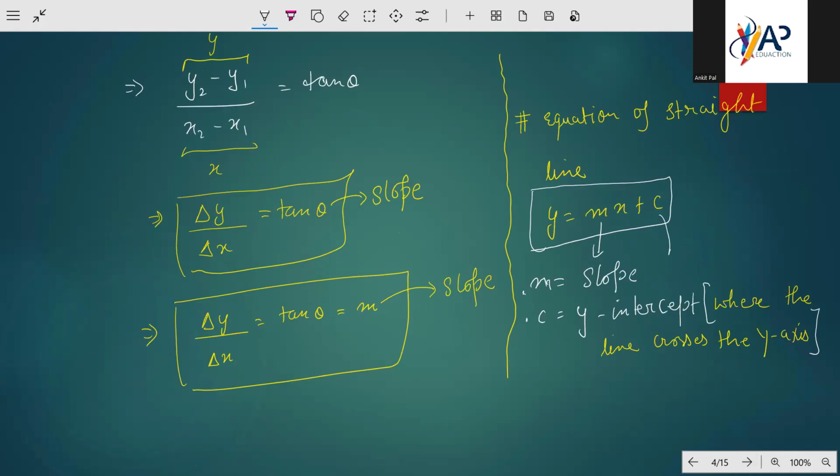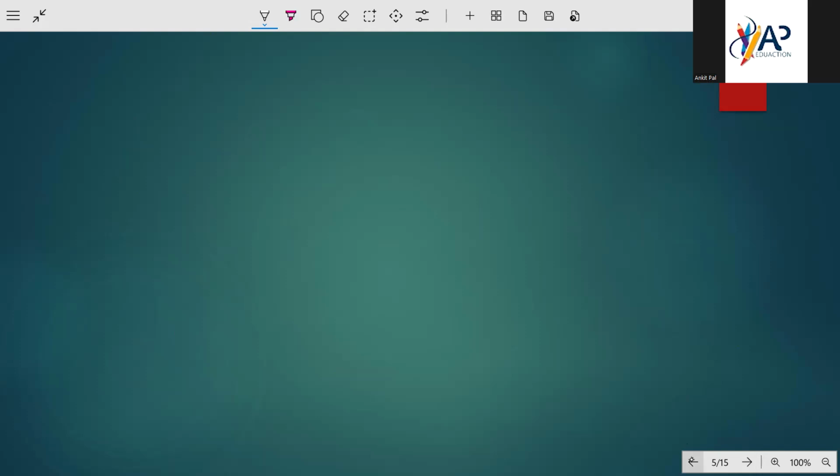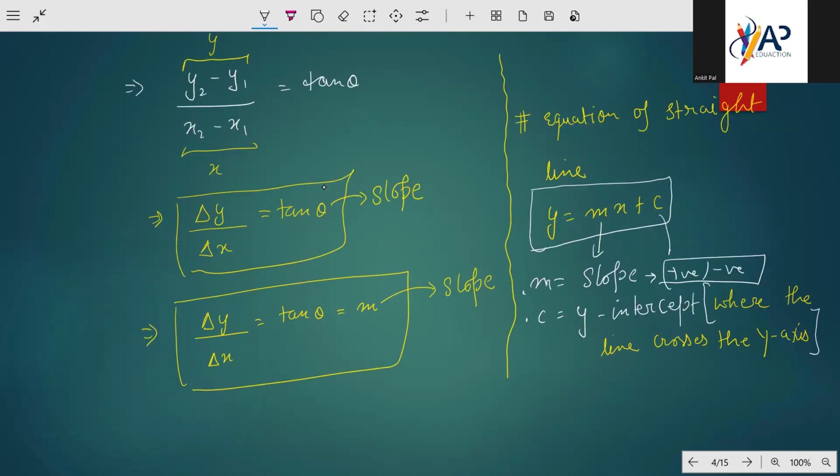Slope can be positive, even negative. I give one example. You can write this one also. I will send a PDF. Okay. Then you can write.